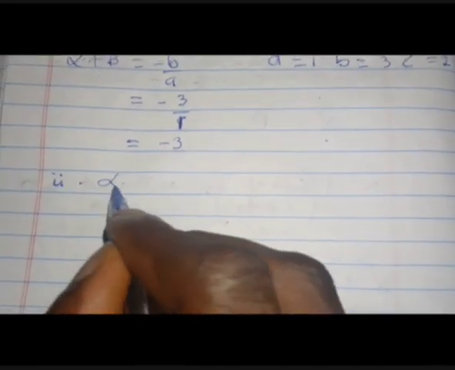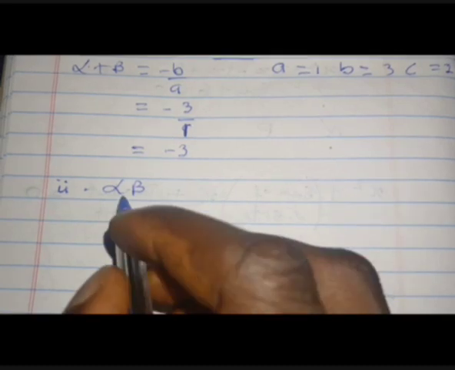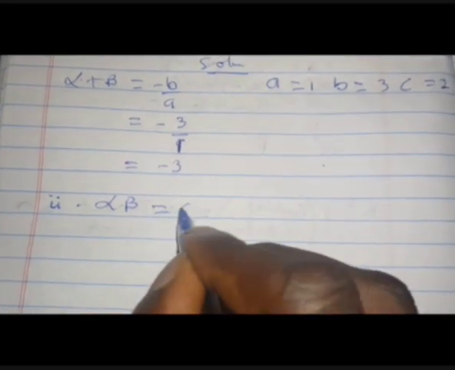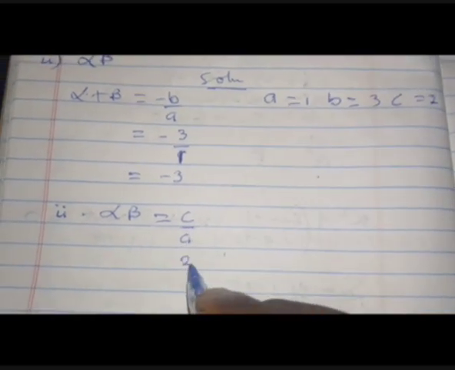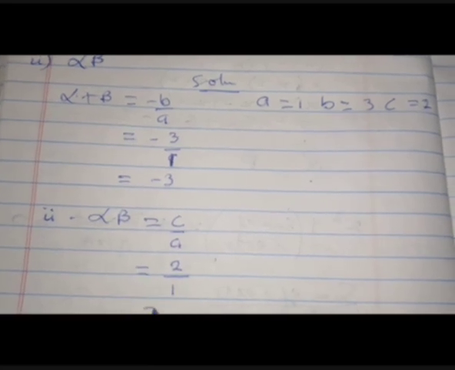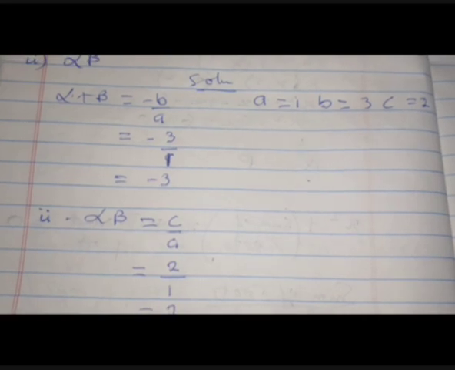Now the product of the roots. Product of root is giving us c over a. Now, the value for c is 2. Then the value for a is 1. So product of root is equal to 2.